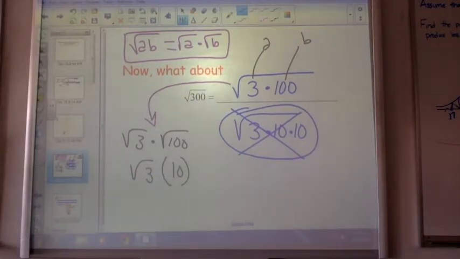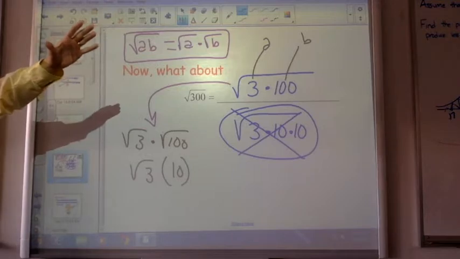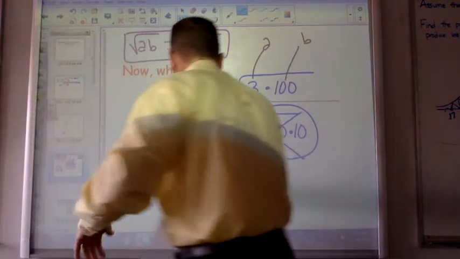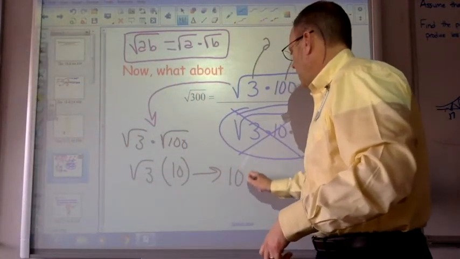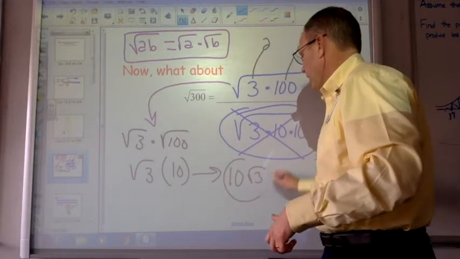Now, just to clean this up, I want the radical part to be second. So if I have one number times another, can I multiply them in a different order and get the same number? So if I went 5 times 6, that's the same thing as 6 times 5? So watch this. I'm just going to rewrite this to be 10 square root of 3.